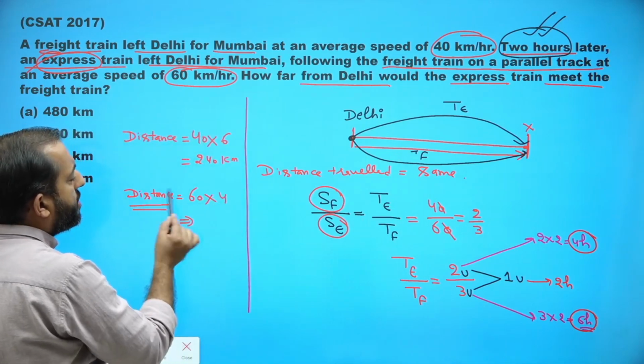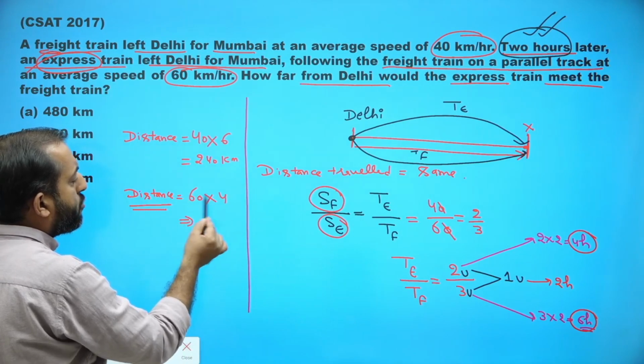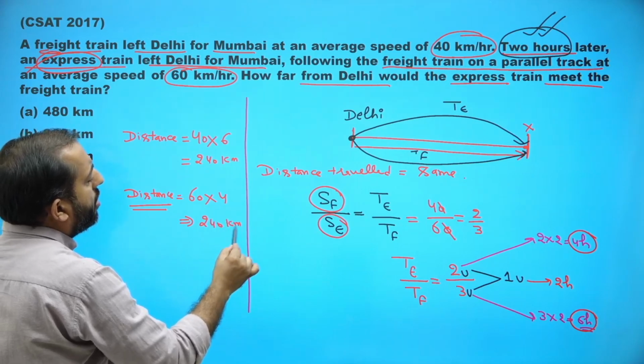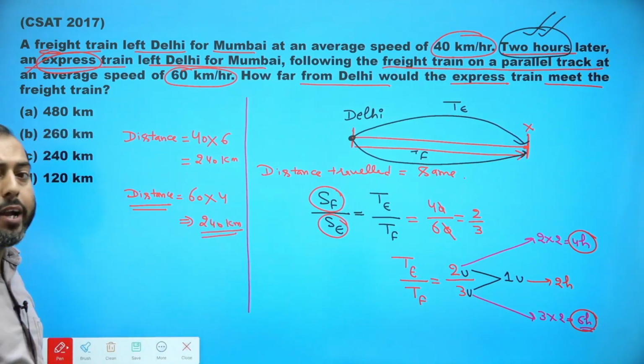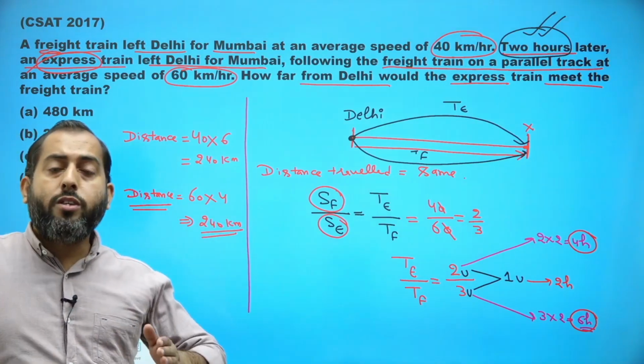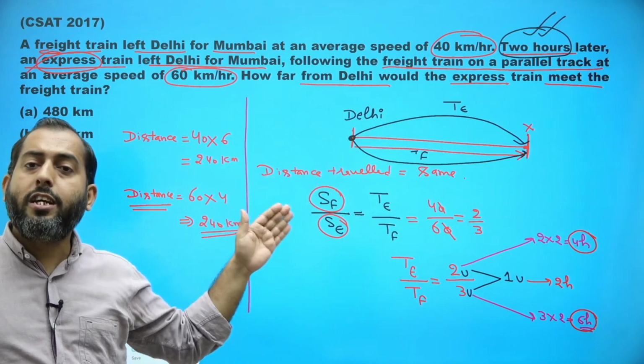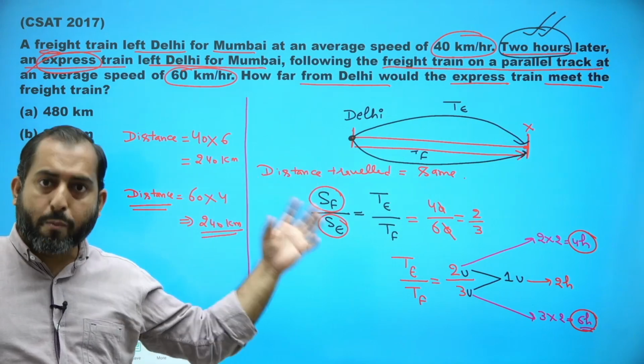So we know that distance is equal to speed into time. So 60 into 4 is equal to 240. So you can find out the distance of the meeting point from Delhi by using the speed and time of the freight train, as well as by using the speed and time of the express train.